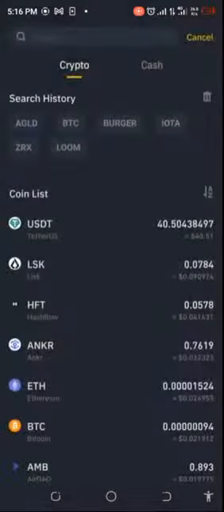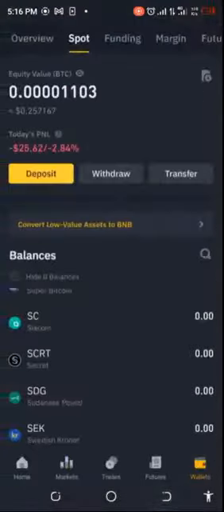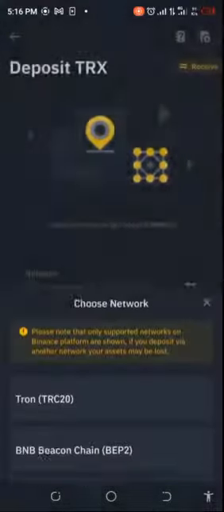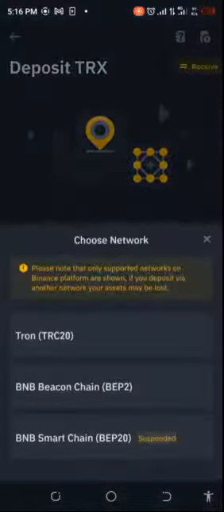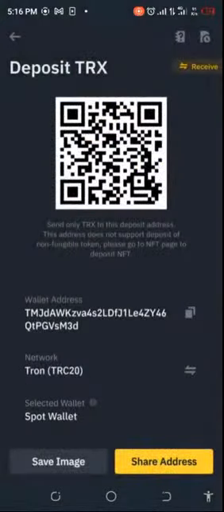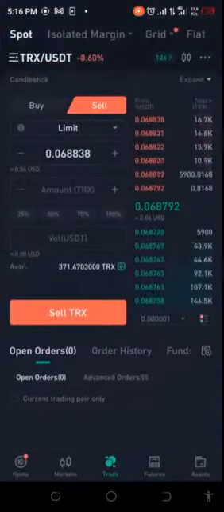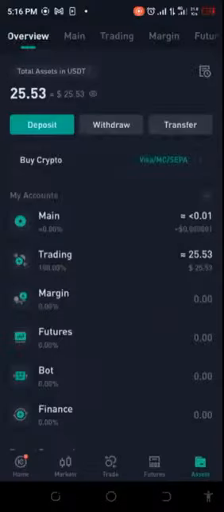No, not that, what did I just pick? No, what I wanted is deposit, okay? So we're just going to pick the deposit. We're depositing TRX, so we're putting in the Tron, that's TRC20. Okay, so let's just click on that and let's go over quickly to send it all over. All right, so that's what we're doing right now.